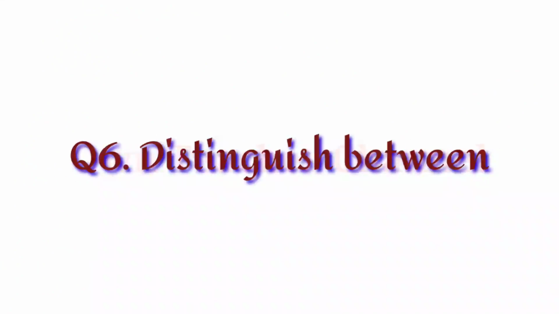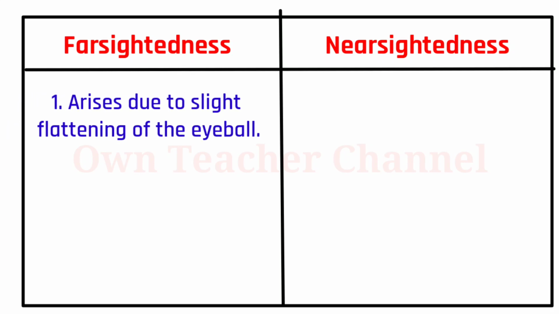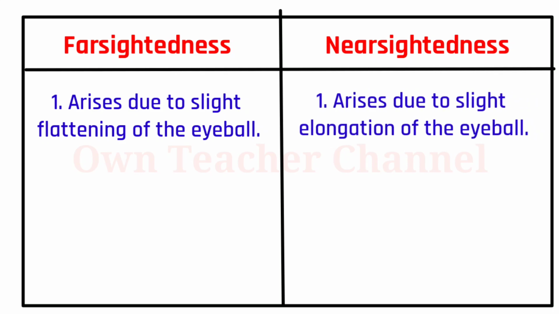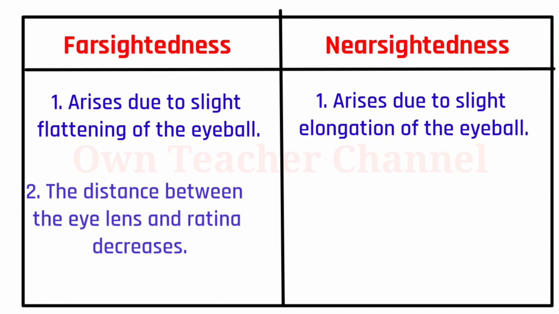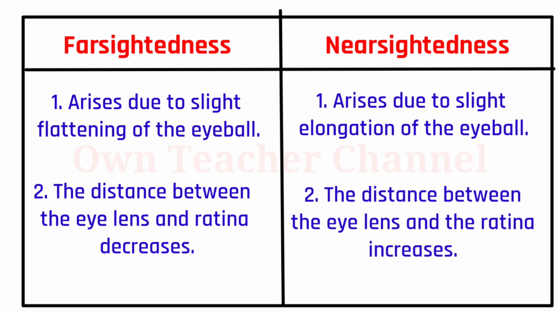Question 6. Distinguish between farsightedness and nearsightedness. Farsightedness arises due to slight flattening of the eyeball. Nearsightedness arises due to slight elongation of the eyeball. In farsightedness, the distance between the eye lens and retina decreases. In nearsightedness, the distance between the eye lens and the retina increases.